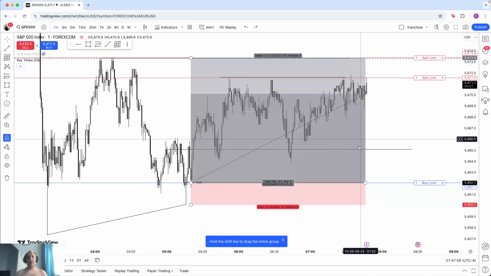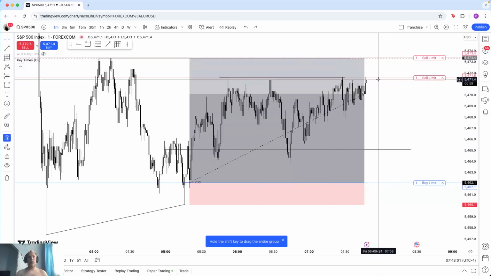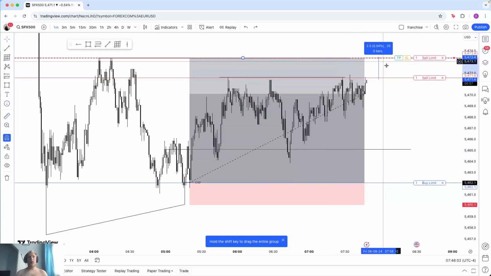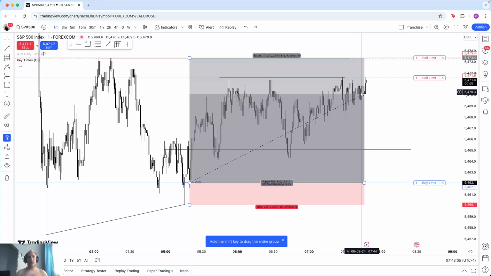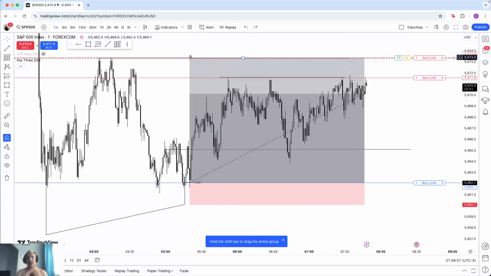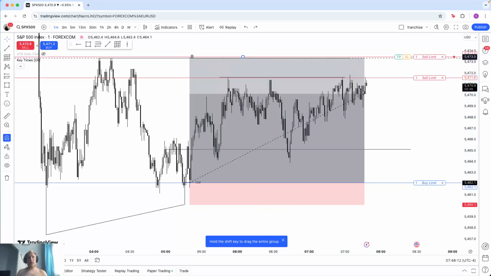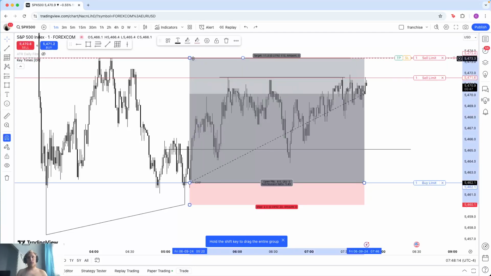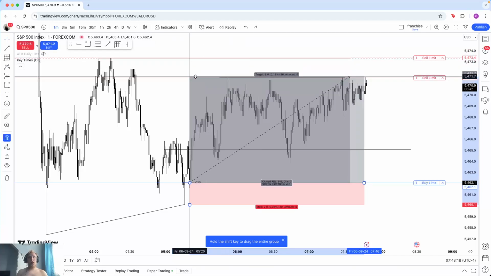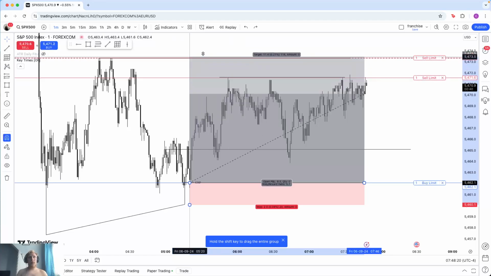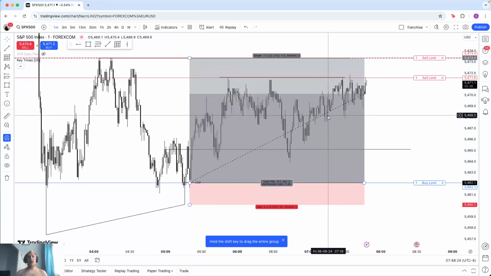This forward test is about to hit TP, 20 ticks away. I'm currently running about 5.3 R. Yeah, and full TP is 5.6. Yeah, let's get into it.